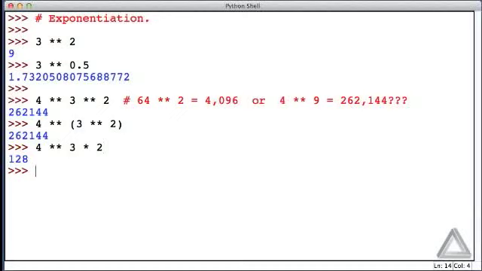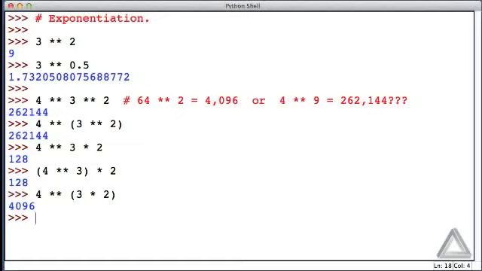So to illustrate what this is equivalent to, we can just put the parentheses around the exponentiation. We get the same result. If we truly wanted to multiply the exponent by 2, we could take parentheses and just enclose that multiplication, and then we get the 4096, which is 4 to the sixth power.